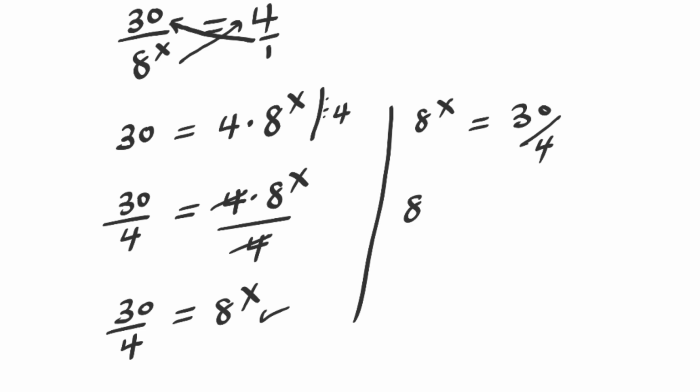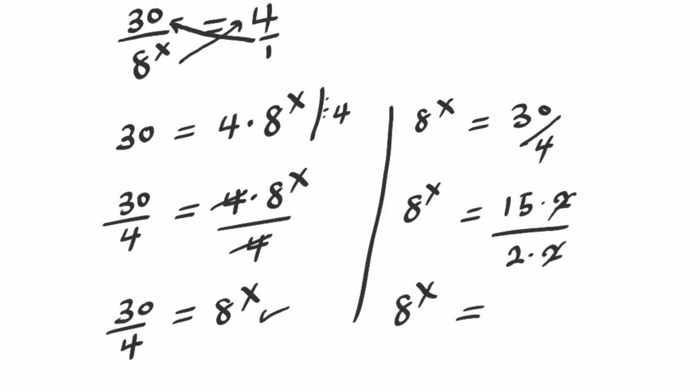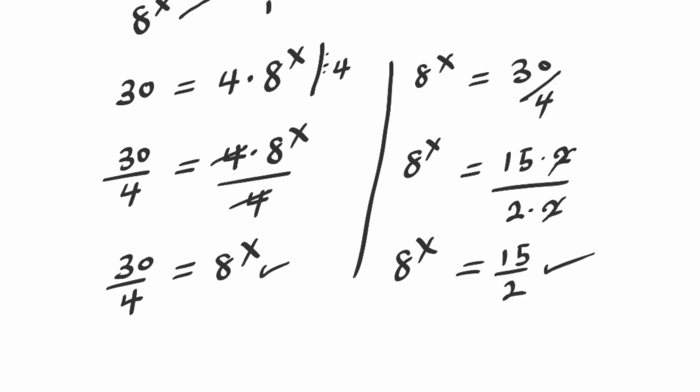Then we have 8 raised to power x is equal to 30, which can be written as 15 multiplied by 2, over 4, which can be written as 2 multiplied by 2. These 2 cancel these 2. 8 raised to power x is equal to 15 over 2. Now let us take the log on both sides of this equation.